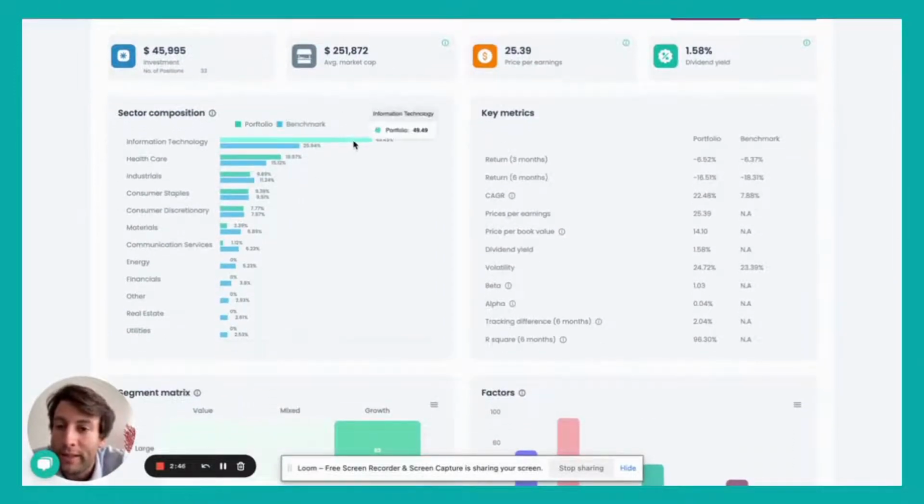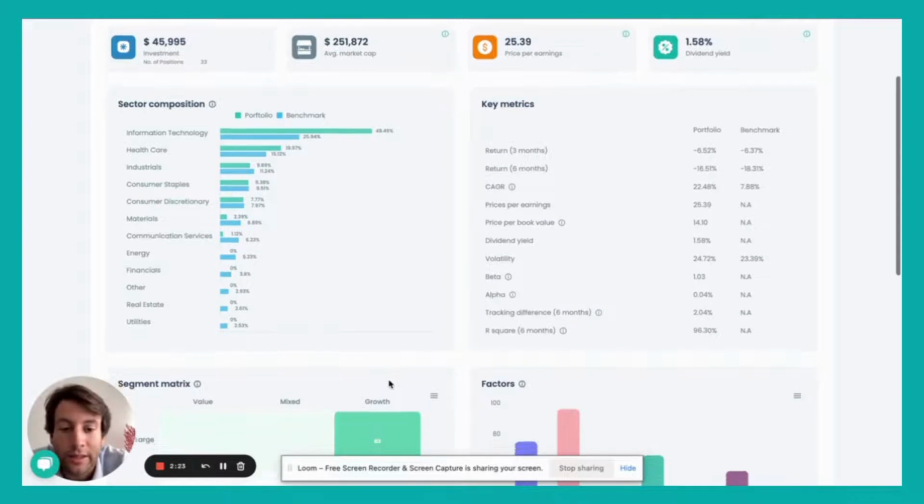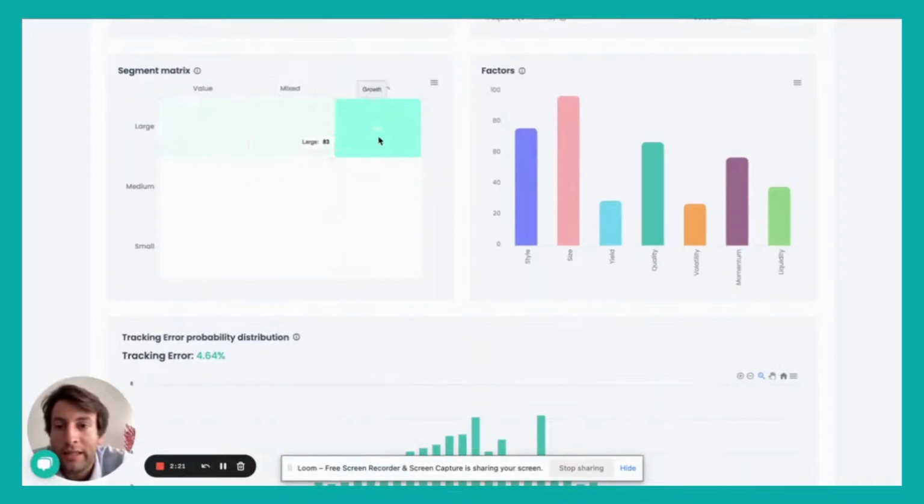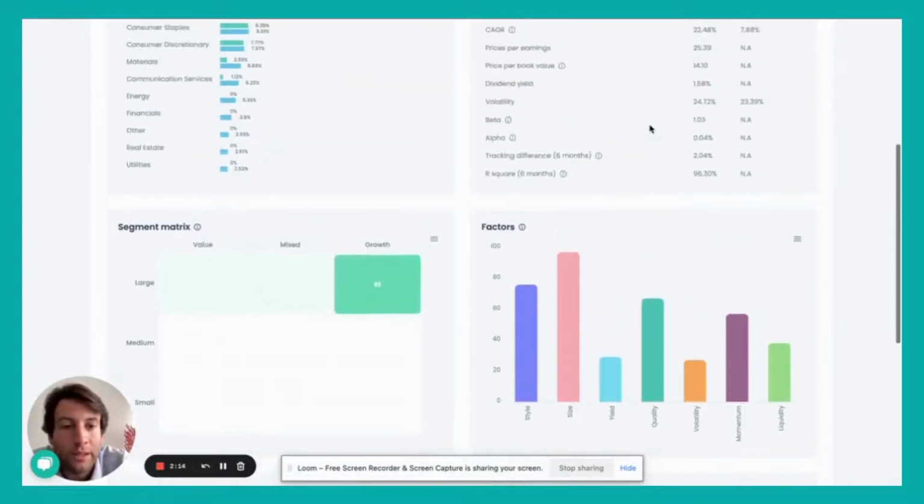Then we can go to the overview to see in which sectors they are investing. They are overweighted in information technology. They are heavily invested in healthcare, and they are mainly in line with the benchmark in industrial, consumer staples, and consumer discretionary. And mainly they are not invested in materials, communication services, energy, financials, real estate, and utilities. We can see that they are mainly large cap and highly weighted on growth companies.